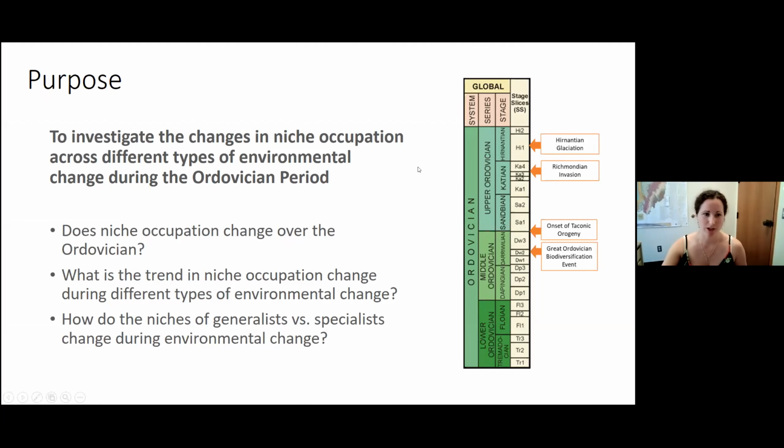So the purpose of my project is to investigate how species respond ecologically to different types of environmental change, specifically by looking at changes in niche occupation. Some of the questions I hope to address are whether or not niche occupation does change throughout the Ordovician period, and if it does, what the trends in those changes are in relation to different environmental shifts. I also want to investigate how generalists and specialists respond to the same environmental pressures. These questions should help inform our understanding of modern niche concepts and help us to understand how Ordovician changing environments affected the ecosystems of that time.